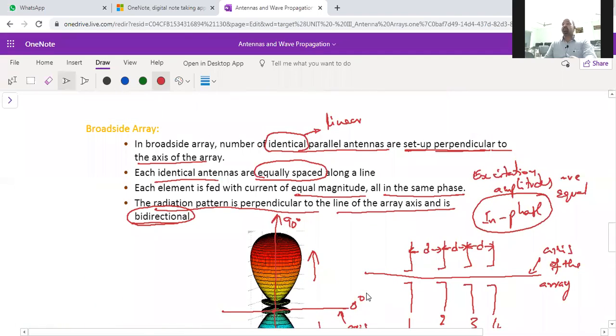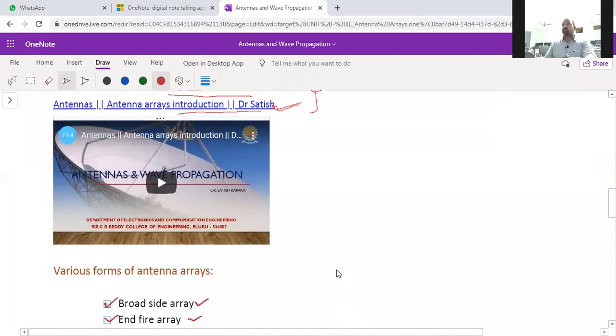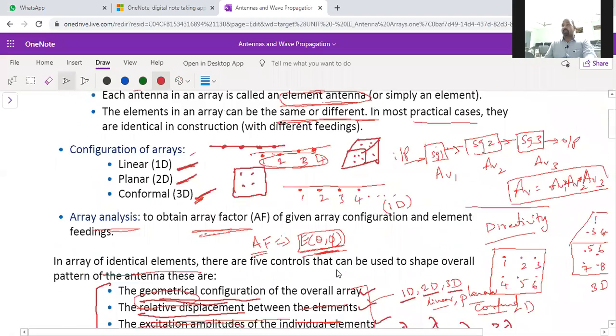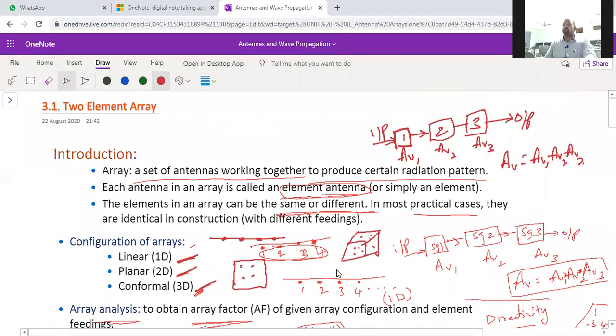So in the coming topics, we are going to discuss the array antenna. Initially I will take a two-element array. Once you know how to draw the radiation pattern of a two-element array, it will become easy to understand n number of elements. A two-element array means the array contains only two antennas.